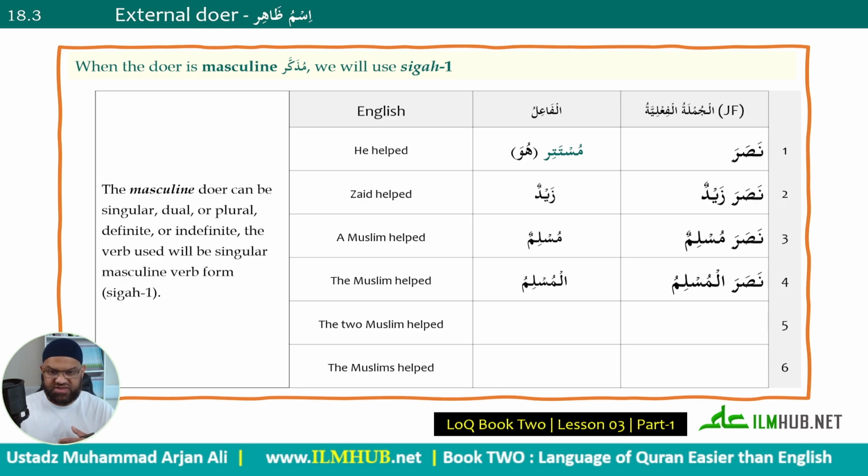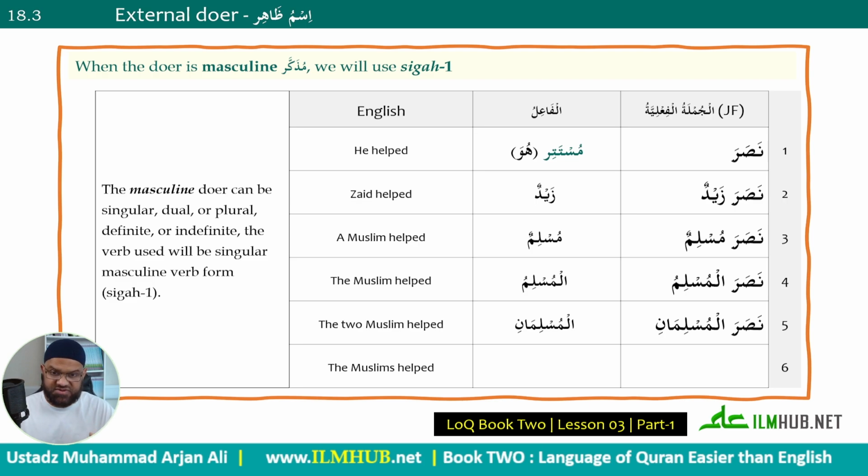The two Muslims helped. You should be able to work this out very easily, inshallah, before I give you the answer. We have Nasara al-Muslimani. Again, lesson number 3 and lesson number 4 in book 1. Muslimani, rafa, two Muslims. Who helped? The two Muslims helped. Again, I have al-Muslimani, has to be rafa.